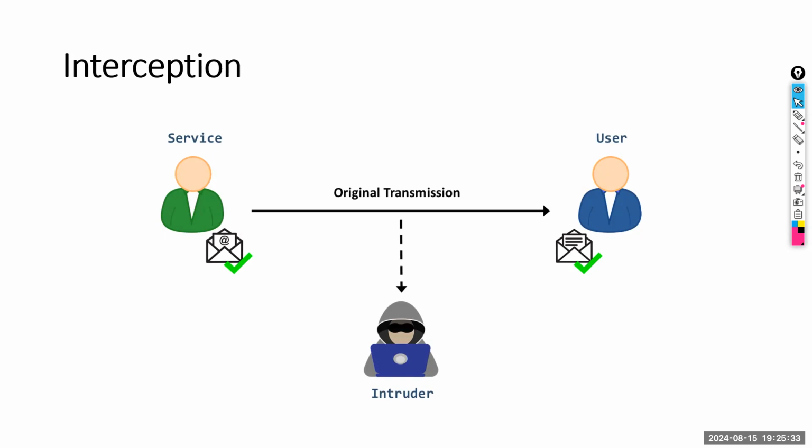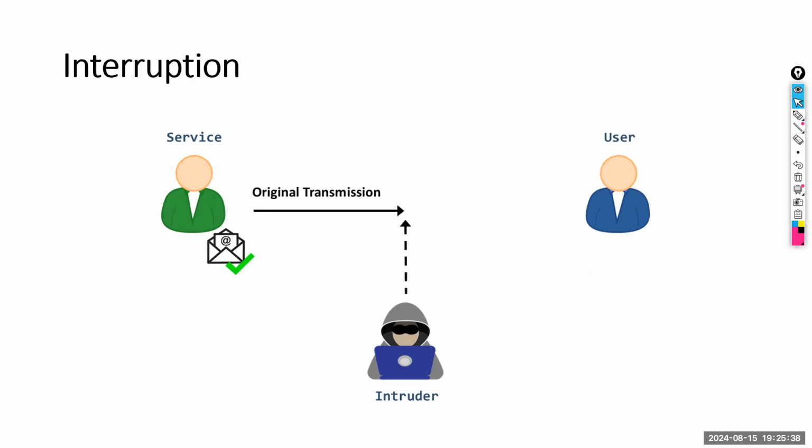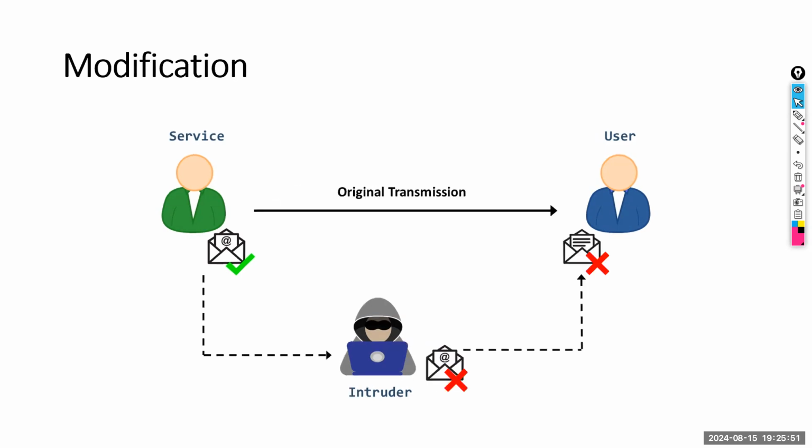So that is called interception, a passive attack. Then you have the interruption. Interruption means you interrupt the transmission or you destroy the data. It's an active attack. Then you have the modification. Modification means maybe you modify the data while it is being transmitted in the network or while it is saved. It's another active attack.